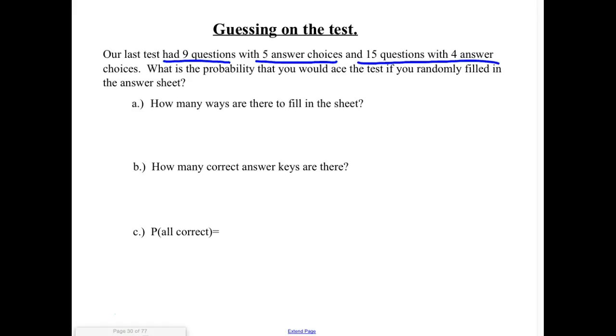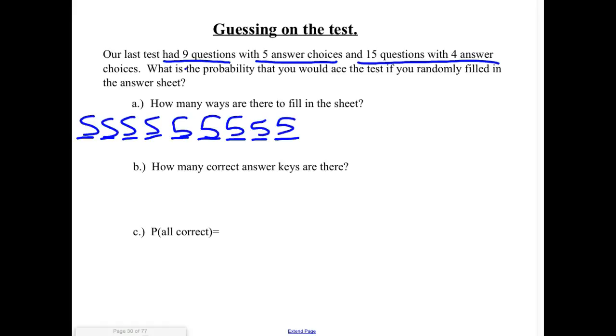So right now, 9 of the questions have 5 answers. So what that would look like is I would have 9 blanks. So 1, 2, 3, 4, 5, 6, 7, 8, 9. And each one of these would have 5 answers. So I have 5, 5, 5, 5, 5, 5, 5, 5, 5. Now, I don't know about you, but I don't feel like that's the best and fastest way. So what we would really do here is take all these and multiply them. And so what it really is, it's 5 to the 9th power.